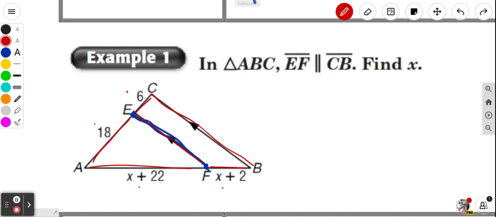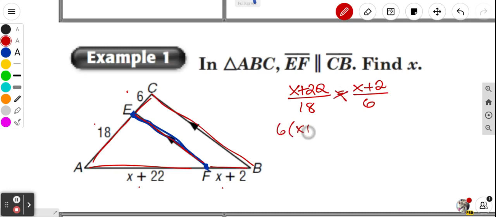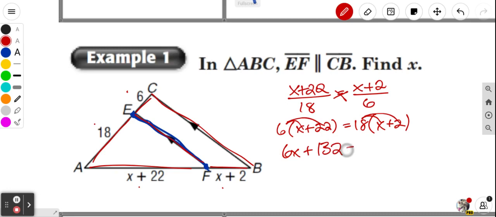So here's one proportion you could write. X plus 22 over 18 equals x plus 2 over 6. And then remember you would cross multiply. So you're going to have 6 times x plus 22 equals 18 times x plus 2. And then you're just going to distribute. So we're going to have 6x plus, and then 22 times 6 is 132, and then 18x plus 36.